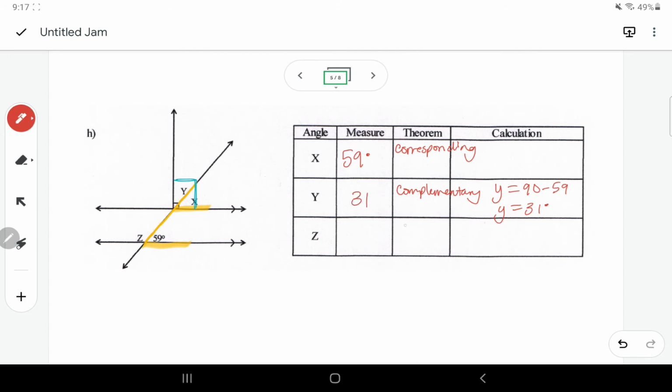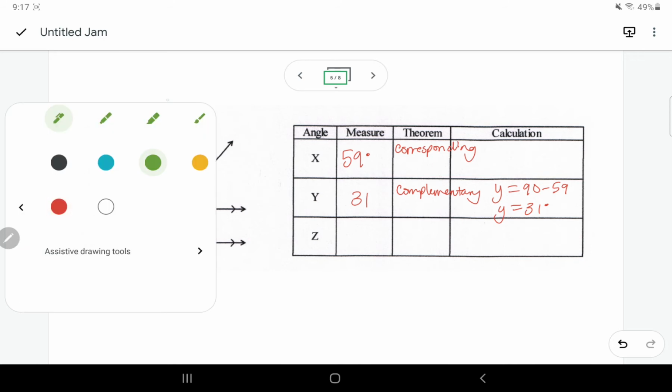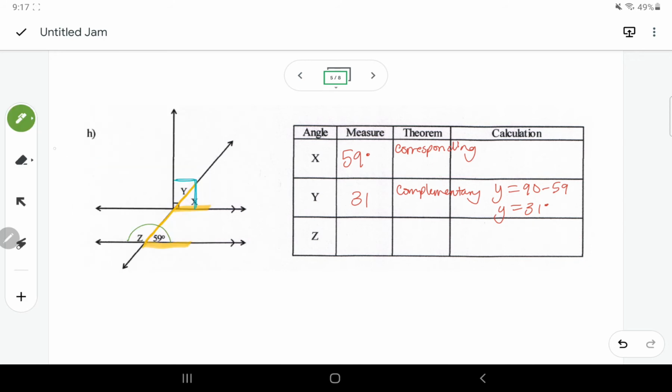And then Z is supplementary with the 59. So Z and the 59 are supplementary angles. Z is 180 minus 59, so it's 121 degrees. Okay. Everybody good so far?